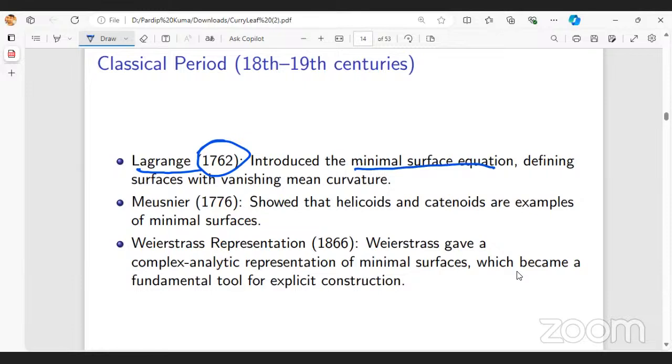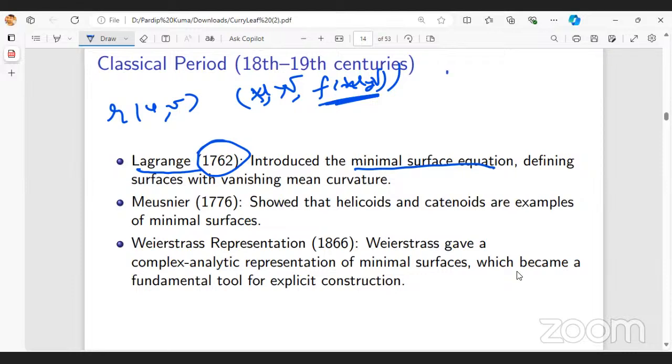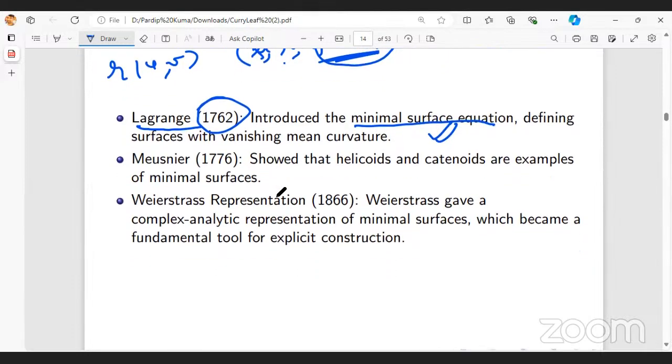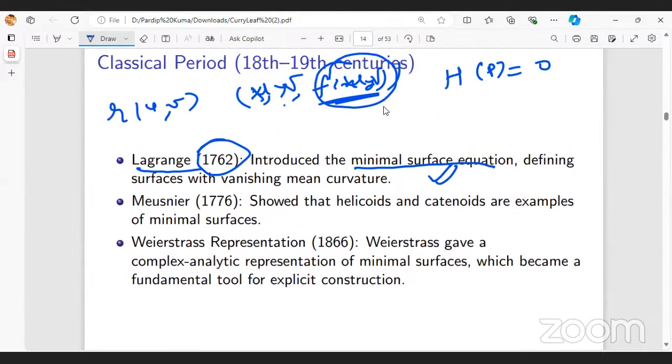Minimal surface equation means what? Suppose you have the map x comma y comma f of xy, that is r of uv equal to u comma v comma f of uv. Then what is the equation f should satisfy? This means the mean curvature is 0. You know, mean curvature 0, L plus N, there is a formula. What does this formula tell you about f? That is the minimal surface equation. So this is 1762. So the equation was there. So then people were able to find out.